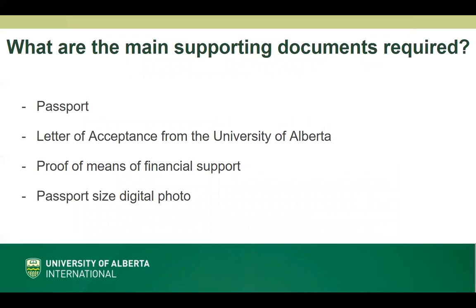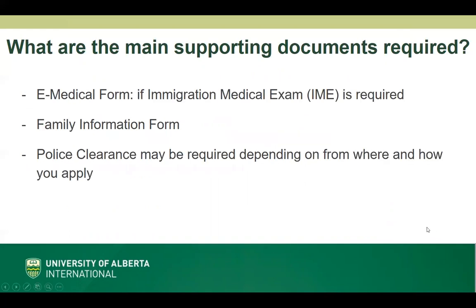Okay, so now that we know how to fill in the application form, you're going to start to think about your supporting documents that are also required for your application. Those documents include, as we already mentioned, the passport, letter of acceptance from the University of Alberta, proof of means of financial support, passport size digital photo, e-medical form if required for the immigration medical exam, family information form, and very occasionally a police clearance form or police clearance documents may be required, but you would be contacted about that specifically if it was pertaining to you.